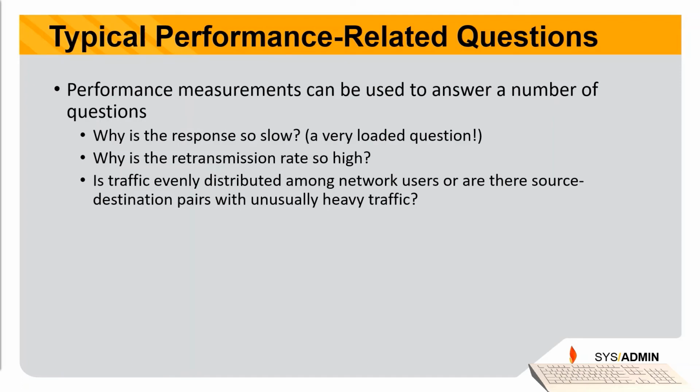Next, is traffic evenly distributed among network users, or are there source-destination pairs with unusually heavy traffic? For instance, in an organization, we give bandwidth to every department depending on their functions. Assigning bandwidth to marketing is different compared to assigning bandwidth to accounting personnel. You assign bandwidth depending on each function in the organization.